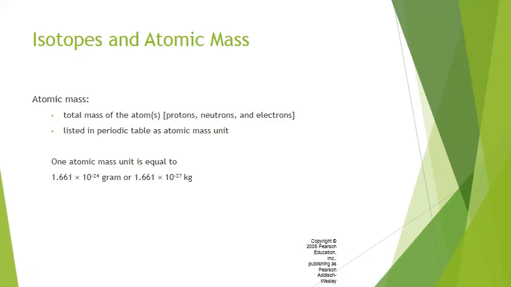So atomic mass is different than mass number. Mass number is different than atomic number. Again, atomic number, number of protons. Mass number, number of protons plus number of neutrons. Atomic mass is the total mass of the atom.